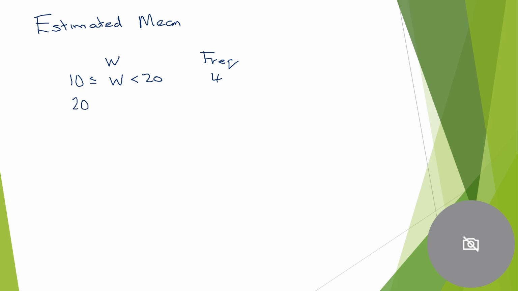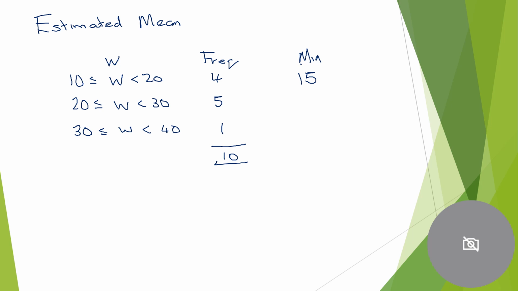Then the next group is 20 up to 30, and let's go for 5 people in that group. The next group is 30 up to 40, and there's 1 person in that. In other words, there are 10 people altogether, 4 of them in the first group, 5 in the second. To estimate the mean from a table, you have to use the midpoint of the group.